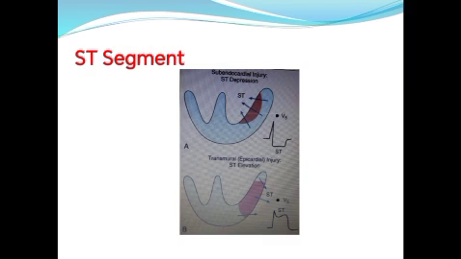If we have total coronary artery occlusion and there is a transmural injury, that means the whole thickness of the myocardium is dead, there will be ST segment elevation. Otherwise, if we have partial occlusion of the coronary artery, as happens in non-ST segment MI, there will be subendocardial injury only. The whole thickness is not involved, so there will be ST depression.